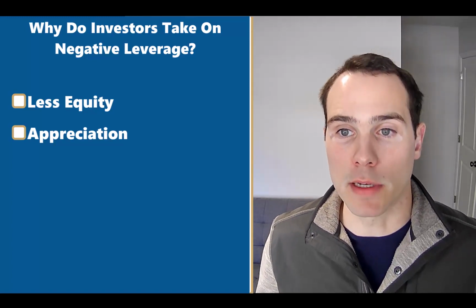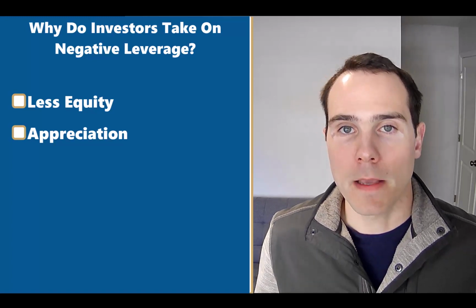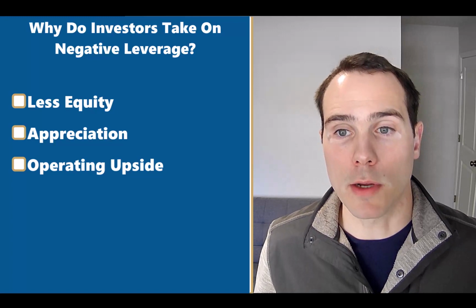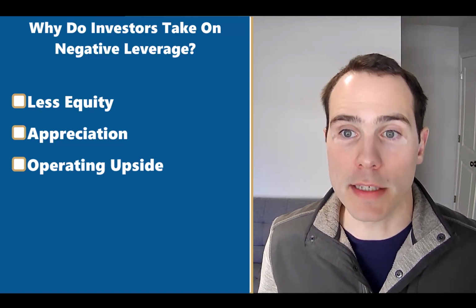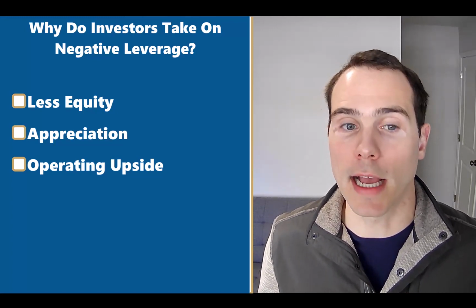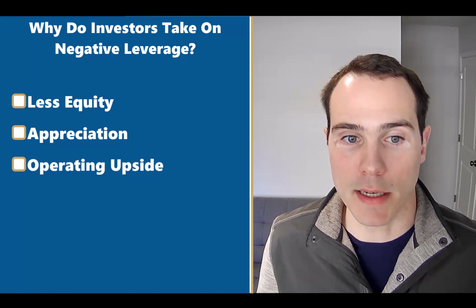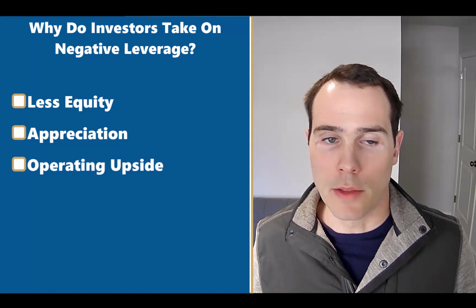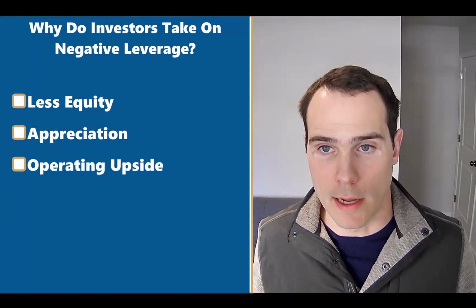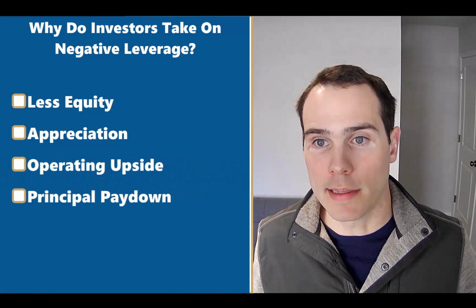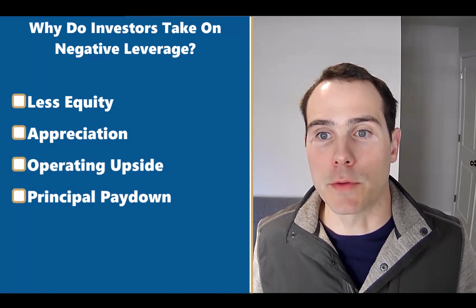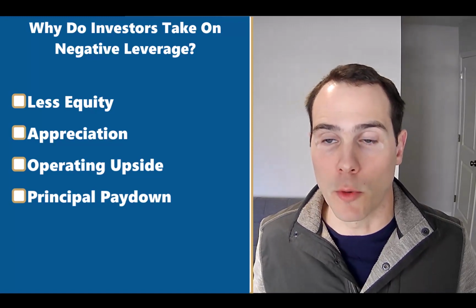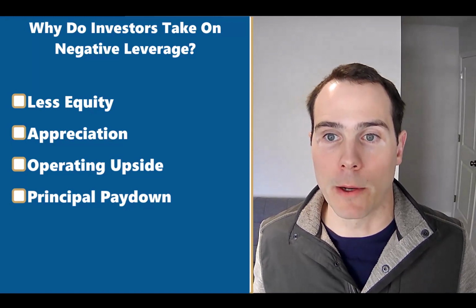Probably the most common reason I see is operating upside. Some investors will see negative leverage as a temporary hindrance. However, they're confident over time they're going to be able to increase cash flow by raising rents, improving occupancy, cutting concessions, or cutting expenses. And eventually, that negative leverage will flip to being accretive. Another common reason is loan principal paydown. Even though leverage might be hurtful during the investment hold, if you're able to use cash flow to pay off the principal balance of the loan, that will be additional yield that you'll benefit from when you refinance or sell the property one day in the future.